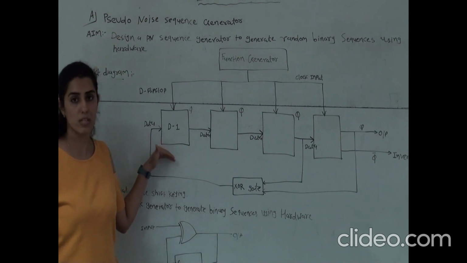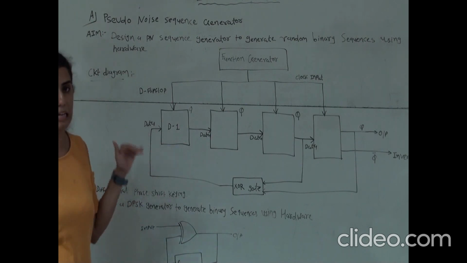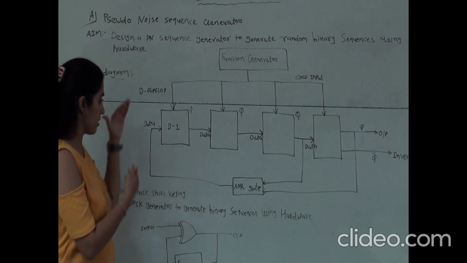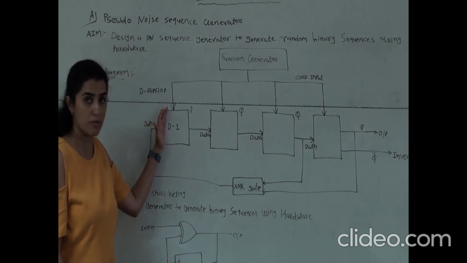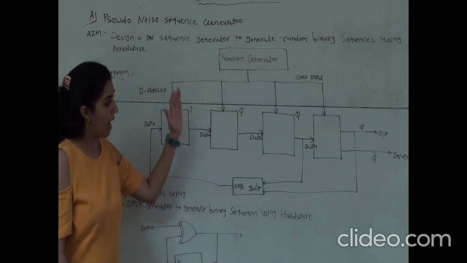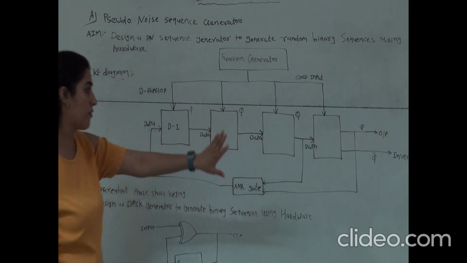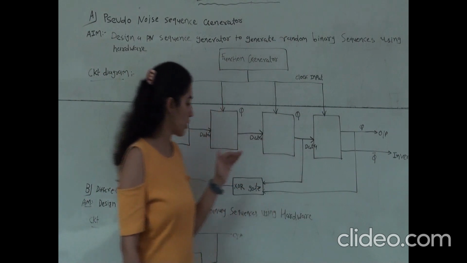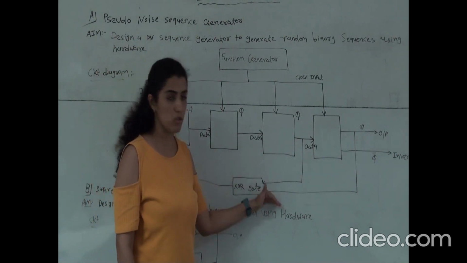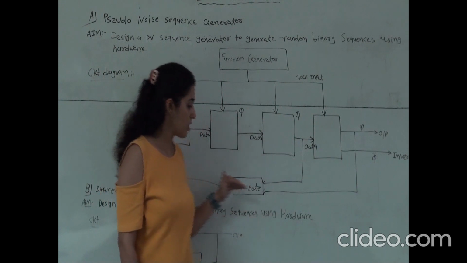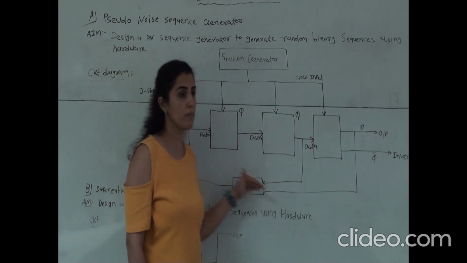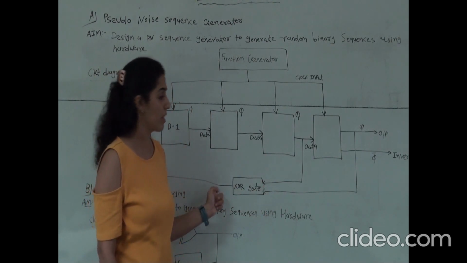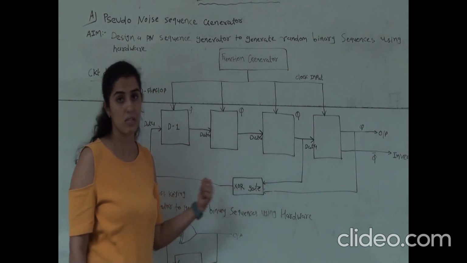Here the set and reset pins of the IC will be connected to ground, and the output of the first flip-flop will be given as the input to the second, and so on. The output of the last flip-flop will then be given to the XOR gate. These two outputs will be compared. As we know, in an XOR gate, for the same inputs the output will be 0. That is, if we get 1, 1, the output will be 0. If we get 0, 0, the output will be 0. But if we have 1 and 0, the output will be 1. If we have 0 and 1, the output will also be 1.